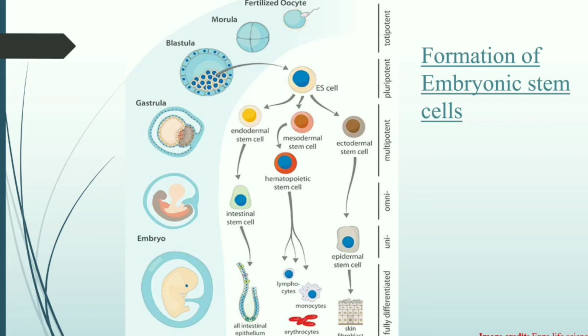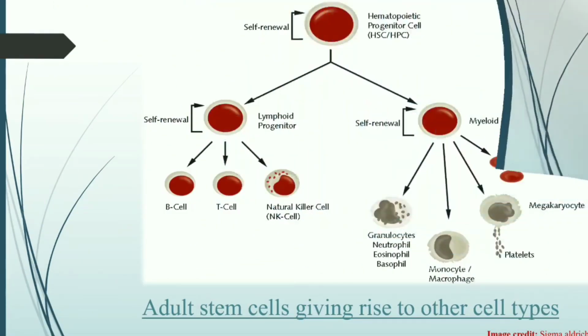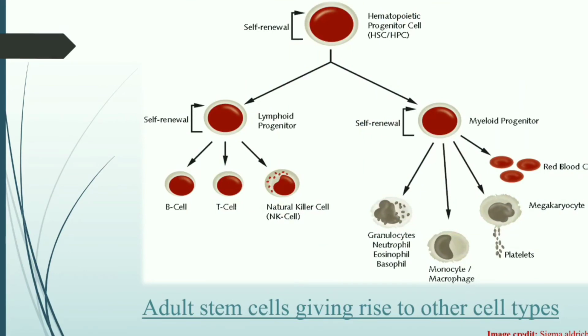Later, adult stem cells, that is the hematopoietic stem cell, which gives rise to different types of cell types, along with self-renewal, of course, as the adult cells only get differentiated when the tissue of origin is in need.